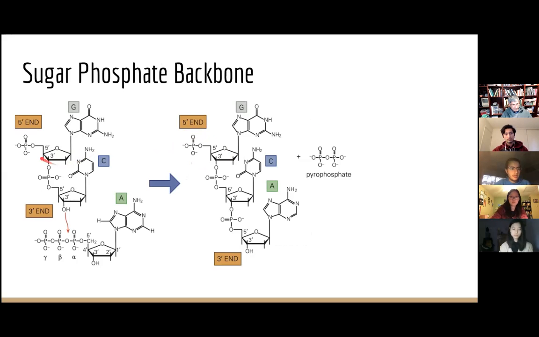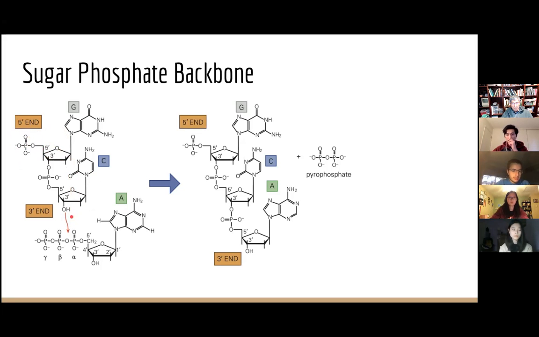As you can see here, DNA has a 5' end and a 3' end. The 5' end comes from the naming of a sugar: there are 5 carbons, starting with the 1', 2', 3', 4', then the 5'. At the 5' end, there's always going to be a negatively charged phosphate group. And on the other side, there's a 3' end, which has a hydroxyl group. When this sugar phosphate backbone is forming, it goes from the 5' to the 3' end.